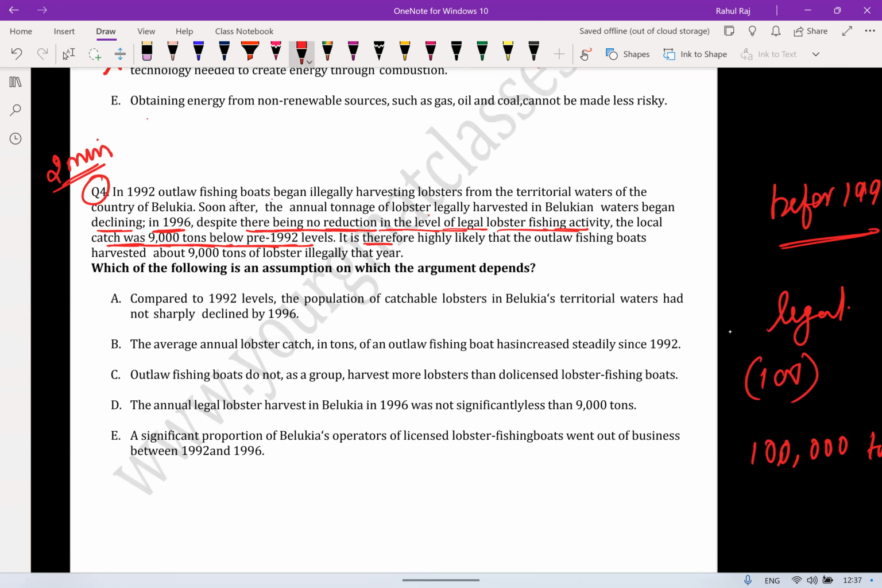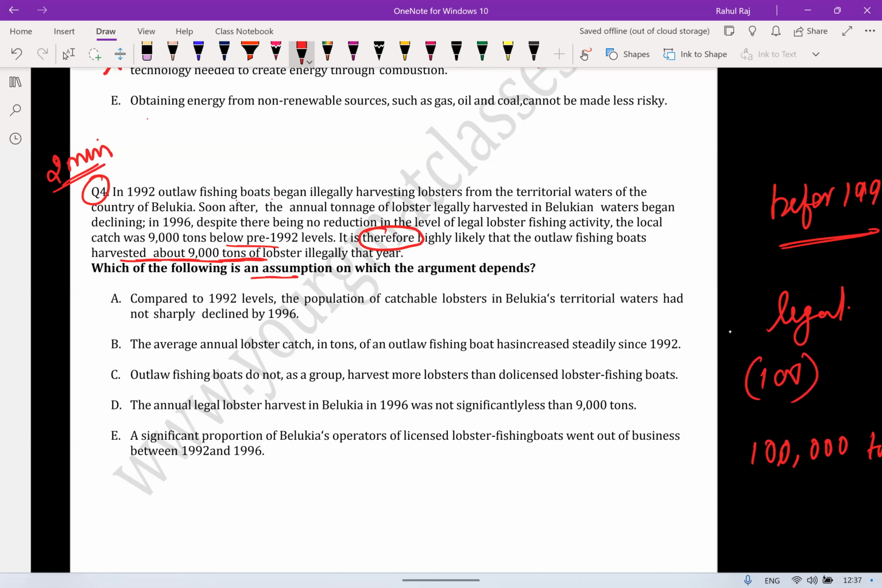It is therefore highly likely that outlaw fishing boats harvested 9,000 tons of lobsters illegally that year. Is this making sense? Is the conclusion understood by all? Perfect. If you have understood the conclusion well, you can come straight down to the question. There is absolutely no ambiguity. Now, which of the following is an assumption on which the argument depends?